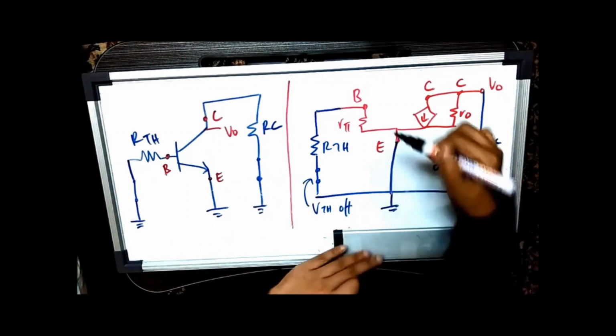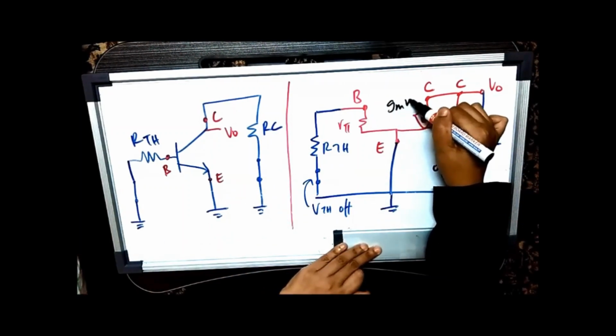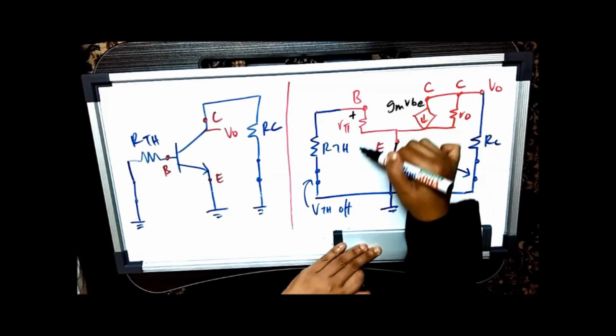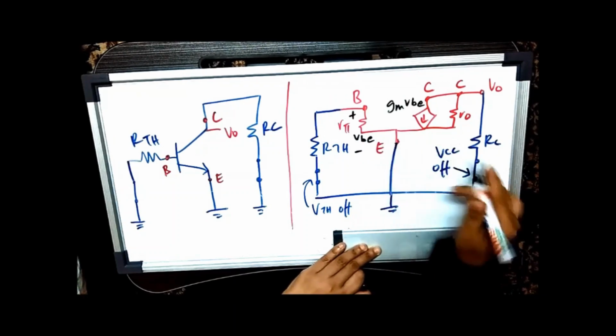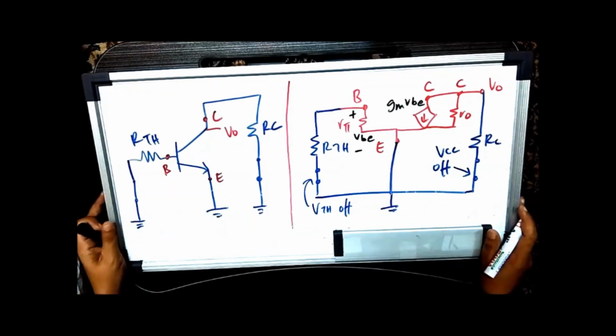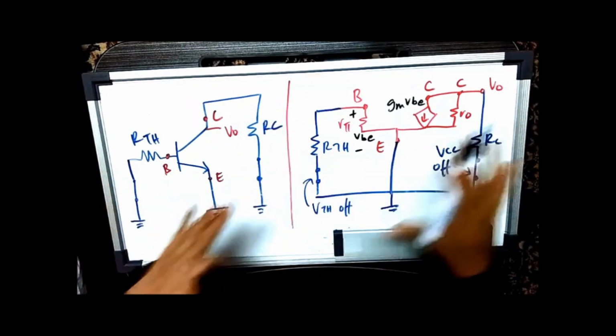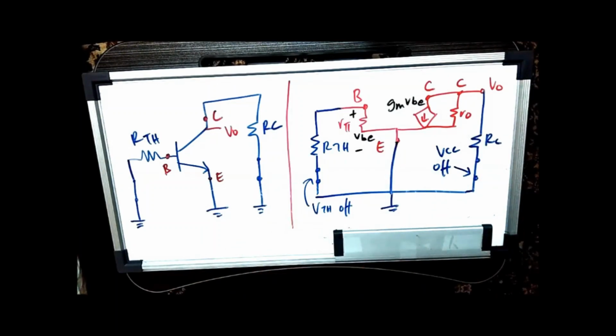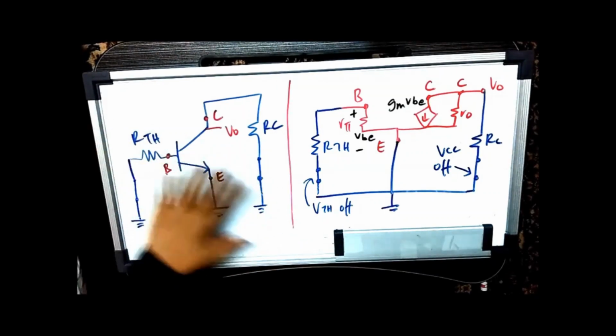This current source is GM VBE. VBE is here between base and emitter. So this is your VBE. Alright, so that's how you transform this circuit into the AC equivalent. I'm going to do the 5 steps to get the open circuit voltage gain. So I'm going to wipe this part off.